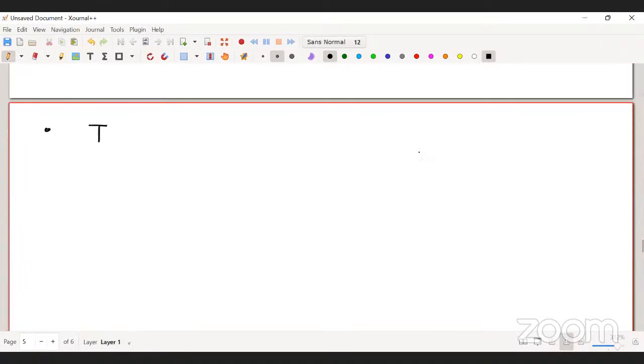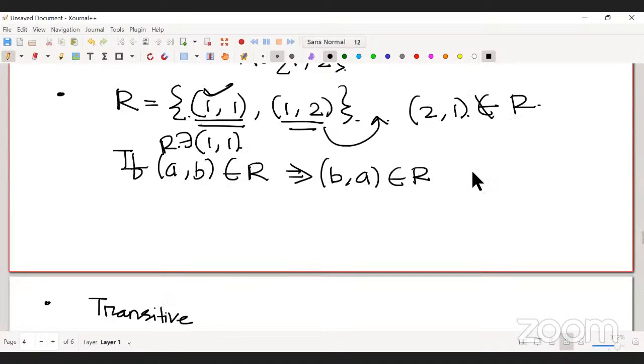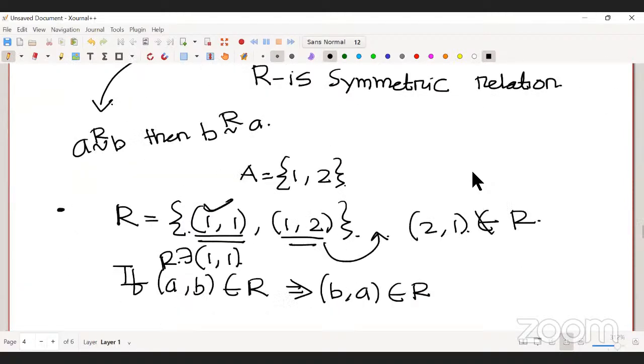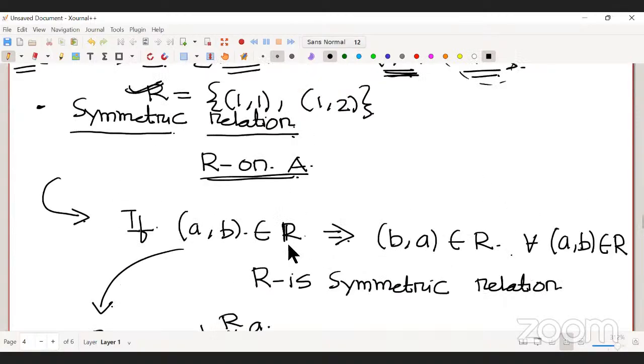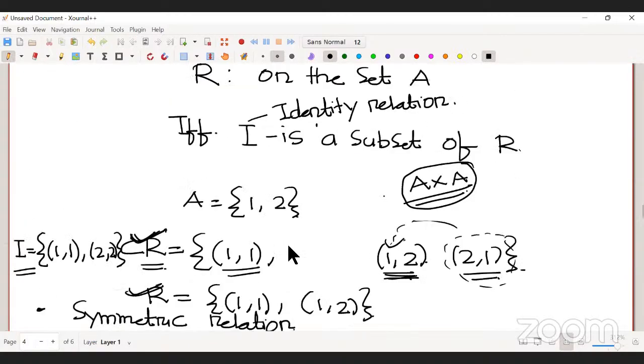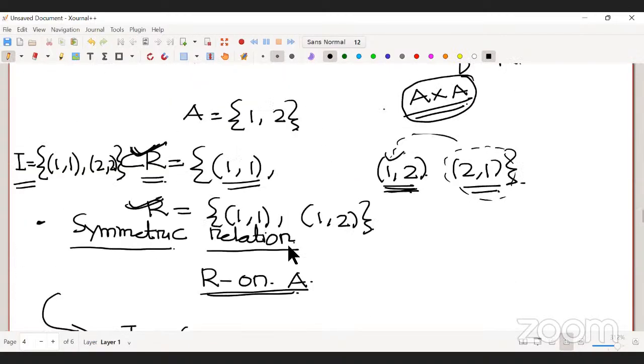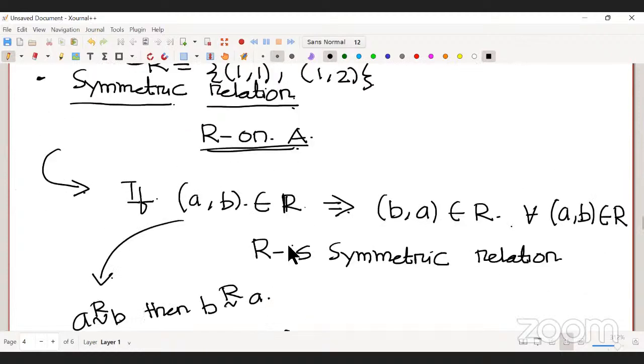So the next. Excuse me, sir. Yes. Sir, can you just scroll upwards? You have written some conditions regarding symmetric relation, sir. Hello, can you hear me, sir? Yes. Sir, you have written some conditions in the first line of the symmetric relation. Can you scroll a little bit upwards? One minute, sir. Symmetric relation started from here. Yes, sir. Thank you, sir.